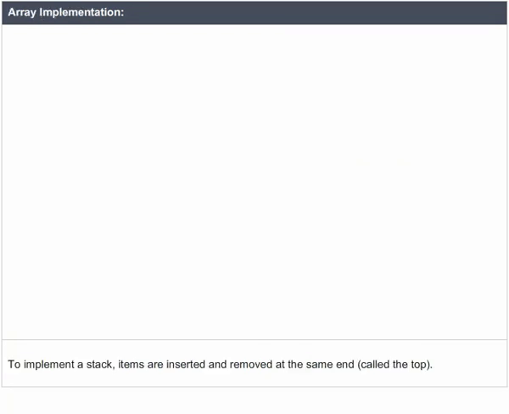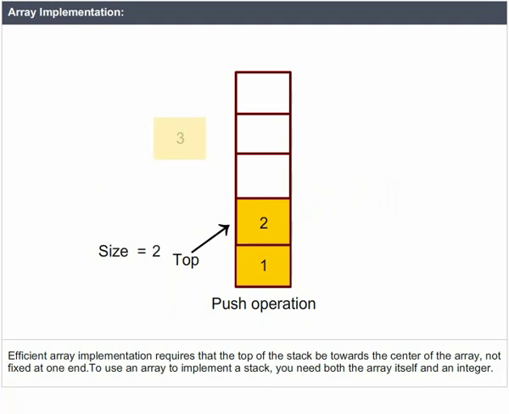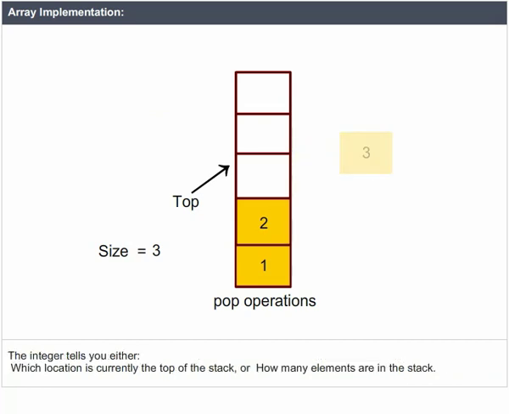Array implementation. To implement a stack, items are inserted and removed at the same end called the top. Efficient array implementation requires that the top of the stack be towards the center of the array, not fixed at one end. To use an array to implement a stack, we need both the array itself and an integer. The integer tells you either which location is currently the top of the stack or how many elements are in the stack.